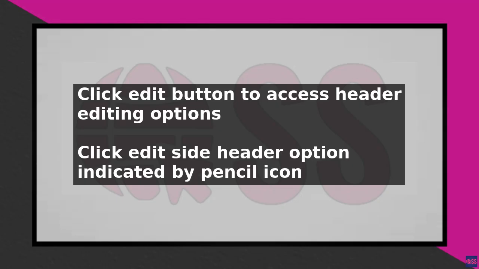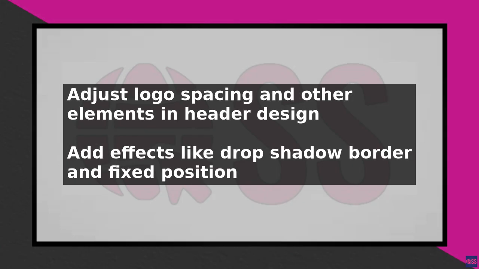Click on the Edit button, and you will see the header, where you can click on the Edit Side Header option, indicated by a pencil icon. This will give you the option to add elements, edit the design, or expand the header. Clicking on Edit Design will allow you to adjust the logo, spacing, and other elements, as well as add effects such as drop shadow, border, and fixed position.